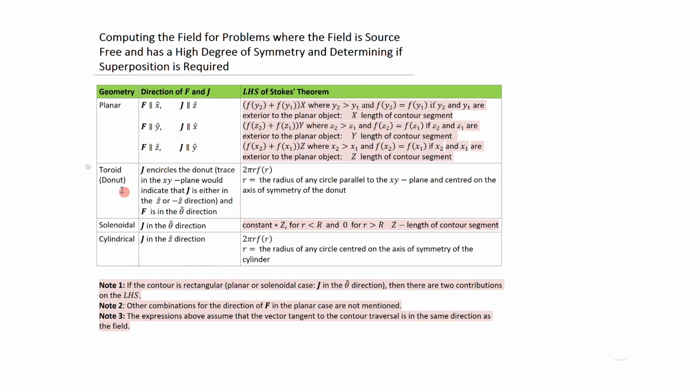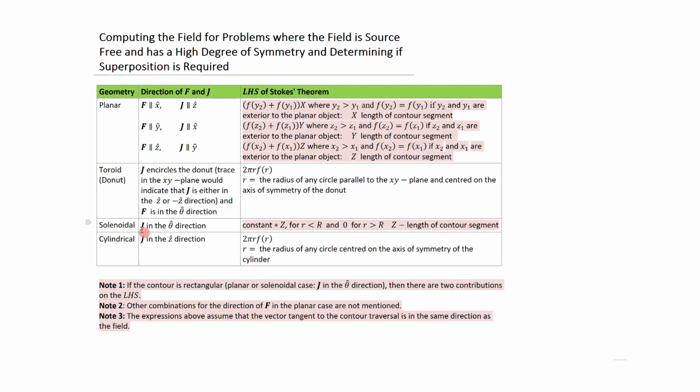A toroid basically would involve a current flux density that encircles the donut. If you were to take a trace on the XY plane, it would indicate that the current flux density J is either in the z-hat or minus z-hat direction, and that the field is in the theta-hat direction. In this case, the left-hand side of Stokes' theorem is just 2 pi r f of r, r being the radius of any circle parallel to the xy plane, centered on the axis of symmetry of the donut.